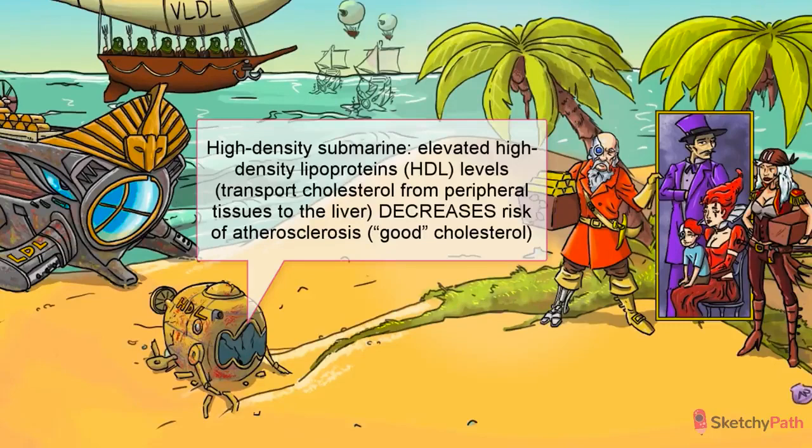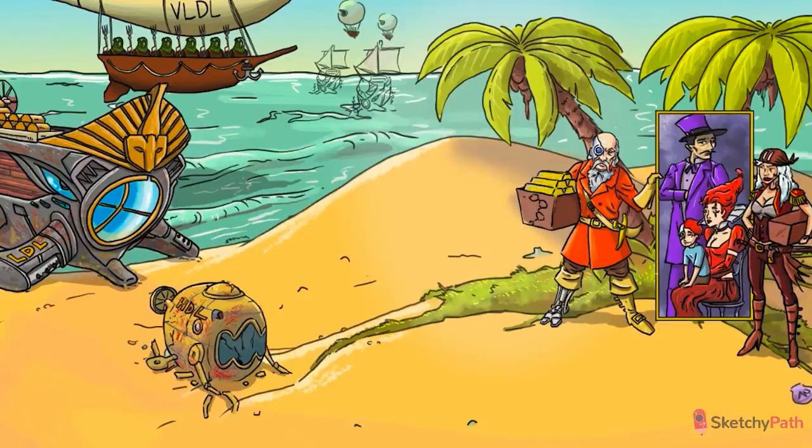At Sketchy, HDLs are embodied by these cool Jules Vernean high-density submarines that sink underneath the water. You know, being all high-density and all. HDLs carry the lowest concentration of cholesterol as they circulate around. Not only that, their whole function is to take this cholesterol back to the liver, removing it from the blood. This is your so-called good cholesterol. And these little submarines have even been shown to remove cholesterol from plaques. Score! So, unsurprisingly, low HDL levels increase your risk for atherosclerosis.